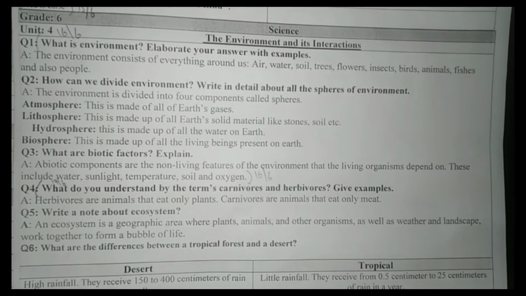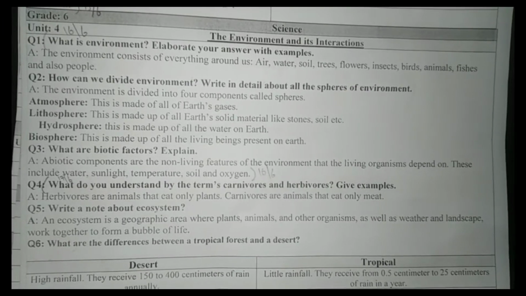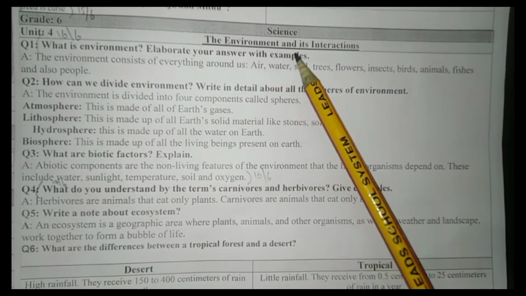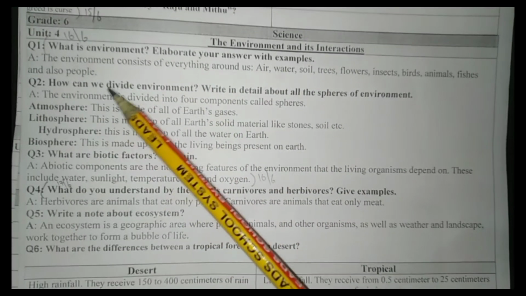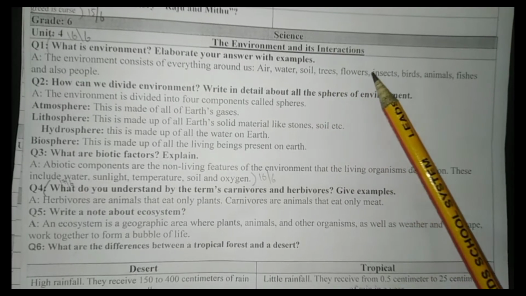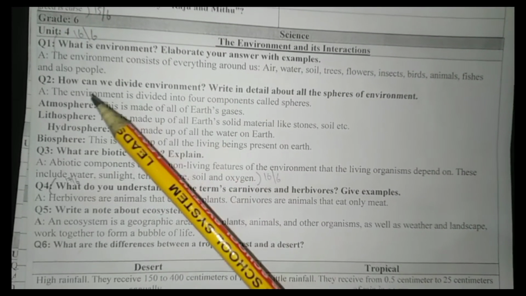Today we are going to solve question answers of unit number 4, environment and its interactions. So question number 1 is, what is environment? Elaborate your answer with examples. The environment consists of everything around us: air, water, soil, trees, flowers, insects, birds, animals, fishes and also the people.